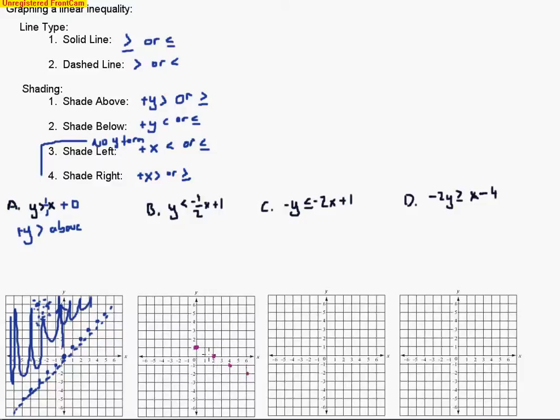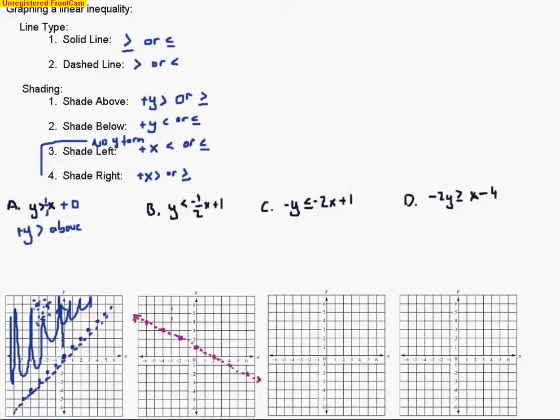We can also go the other way, up 1, 2 to the left. Gets you on that same line. And then from there we need to draw the line. So this is going to be a dashed line again because it does not equal. We still don't see that equal sign, that line underneath the inequality.